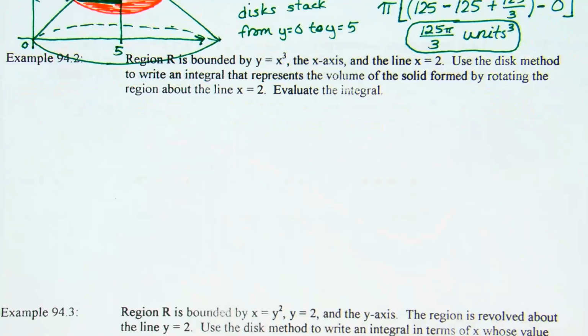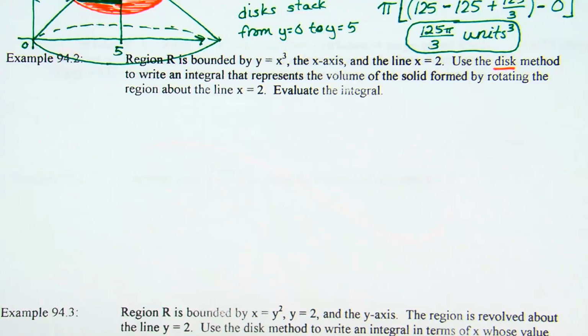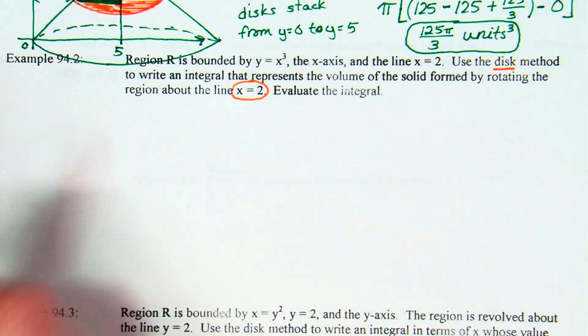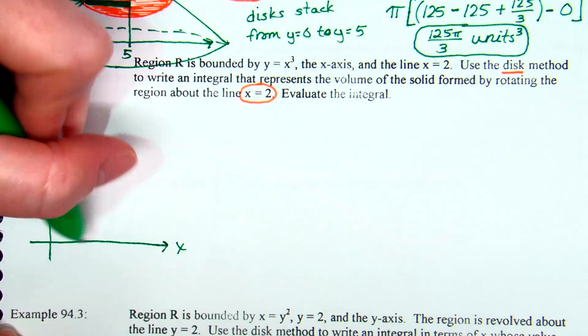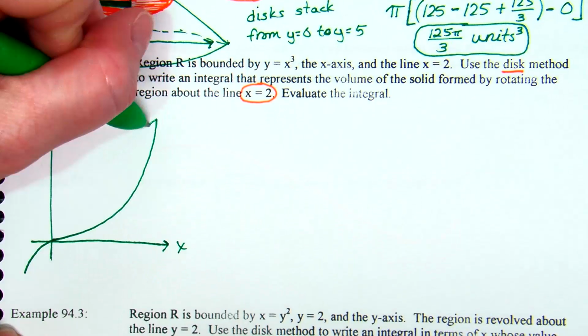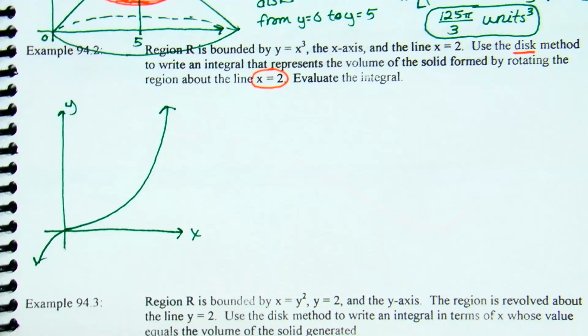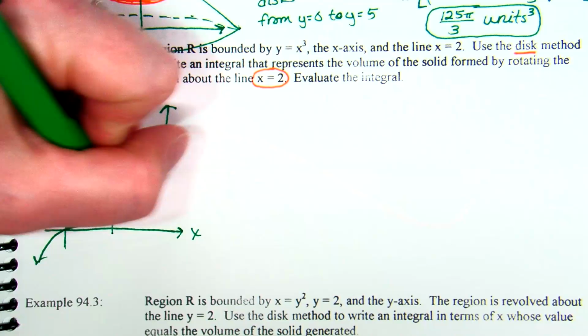Okay. Region R is bounded by y equals x cubed, the x-axis, the line x equals 2. Use the disk method, so nice of them to tell me, to write an integral that represents the volume of the solid formed by rotating the region about the line x equals 2. Evaluate the integral. Okay. Y equals x cubed. Looks something like that. I'm really focusing on the first quadrant because based on what it told me, y equals x cubed, the x-axis and the line x equals 2.